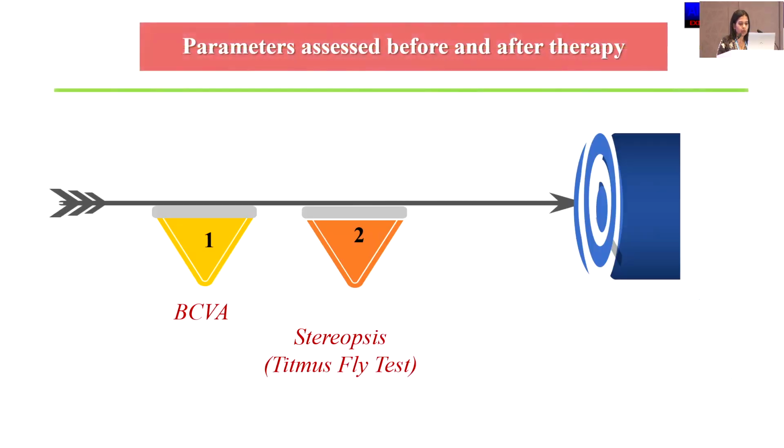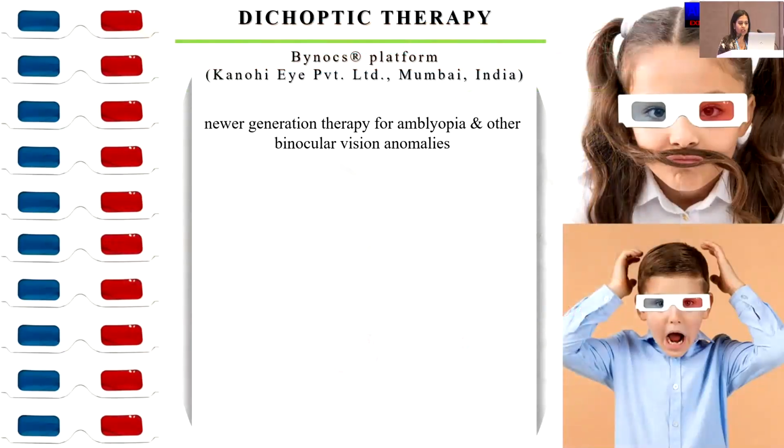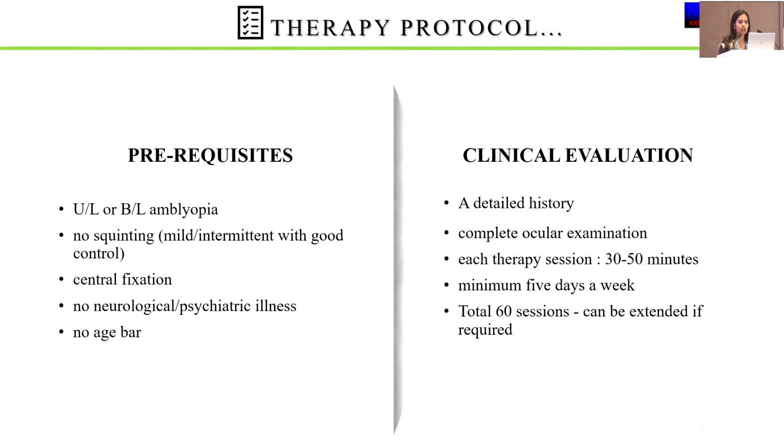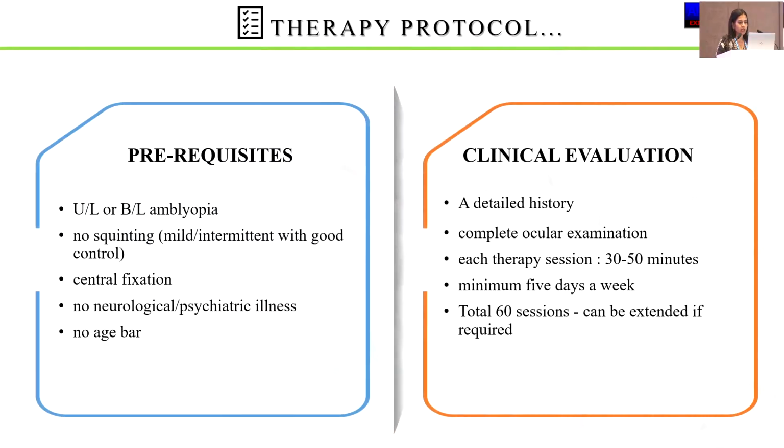So BCVA, stereopsis by Titmus fly test, and binocular function by Worth 4-dot test were assessed pre and at the end of the therapy. We have the Binox, which uses the anaglyph glasses, which has 3D stereoscopic effect. Regarding the therapy protocol, patients having either unilateral or bilateral amblyopia were enrolled. There should be no squinting, but mild to intermittent squinting with good control is still acceptable. The patient needs to have a central fixation, and there should not be any neurological issue, and there is no age bar.